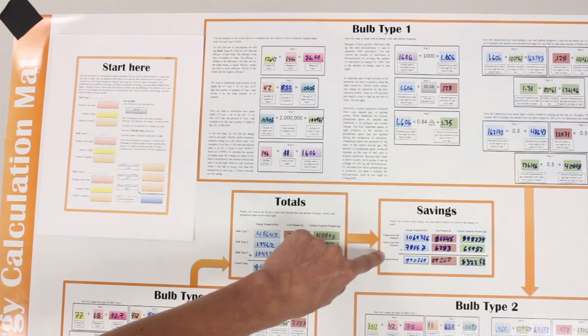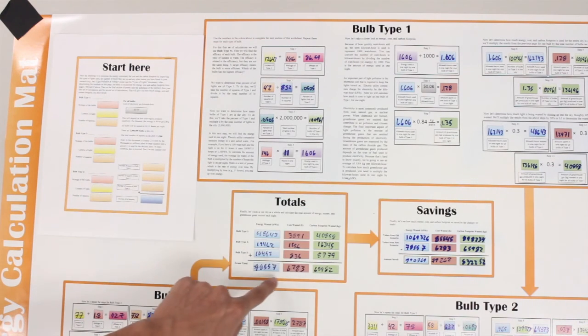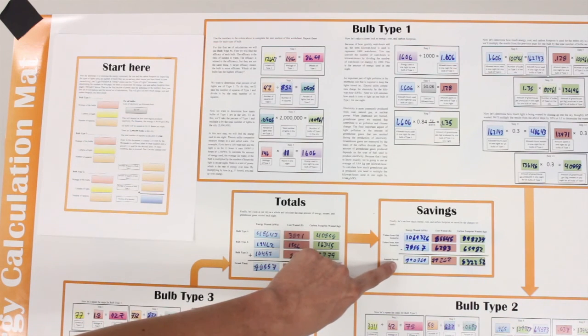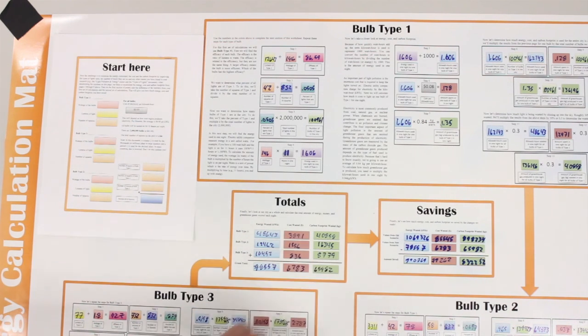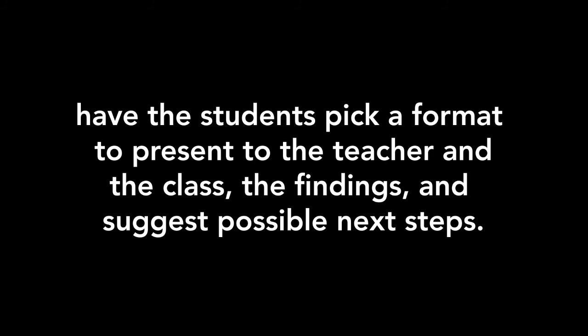Now, from the previous side of the poster, take the old values that you had in these squares. Put them here and subtract to get the total amount saved by switching light bulbs. Now that the students have finished calculating the savings in energy, cost, and carbon footprint, they can now choose the format in which to present to the teacher and the rest of the class their findings and suggest possible next steps.